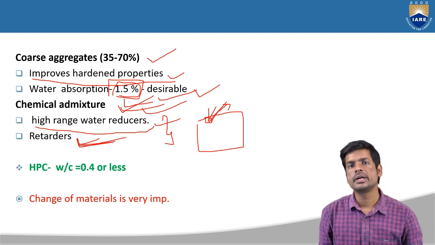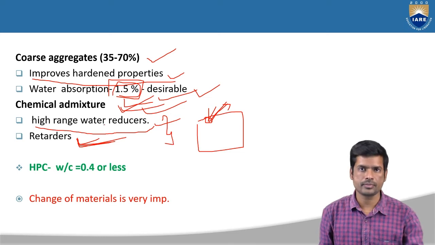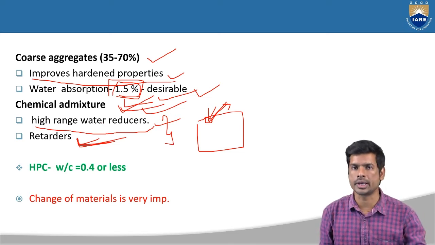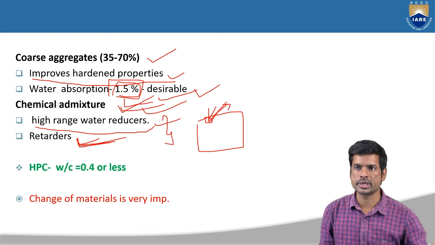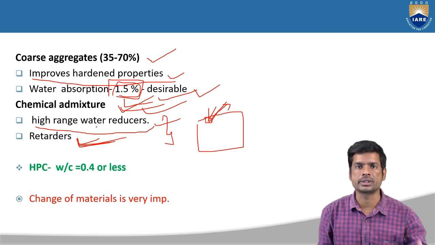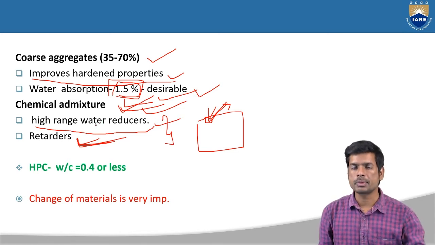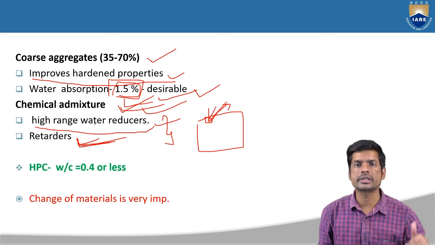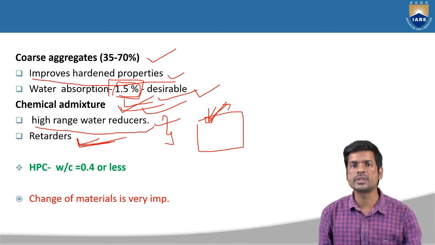Okay, so like this, depending upon the environment, or else to increase the resistance to chemical attack, or else to increase the resistance to freezing and thawing effect. So depending upon the environment, we are going to use different chemical admixtures that will be improving the performance of the concrete ultimately, and this is called a high performance concrete.